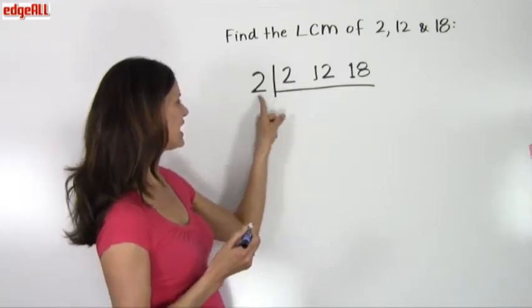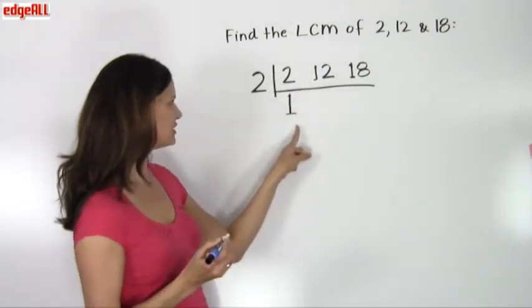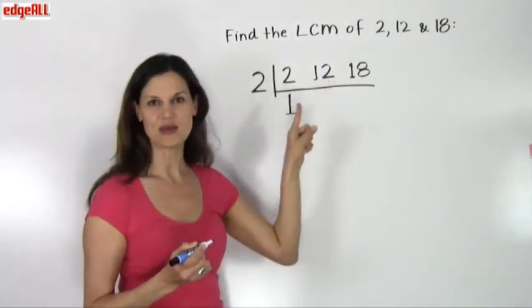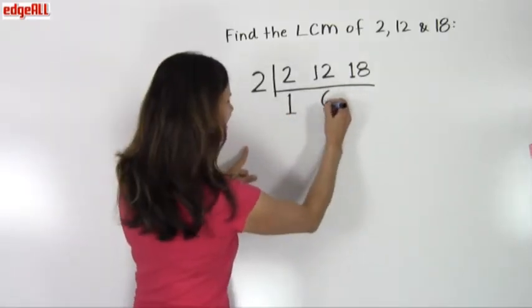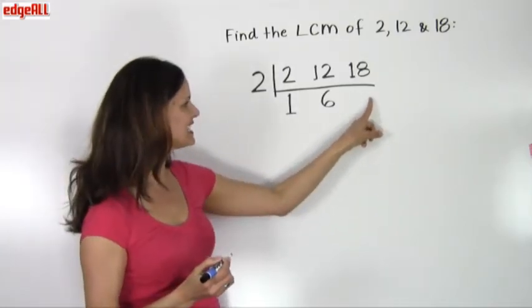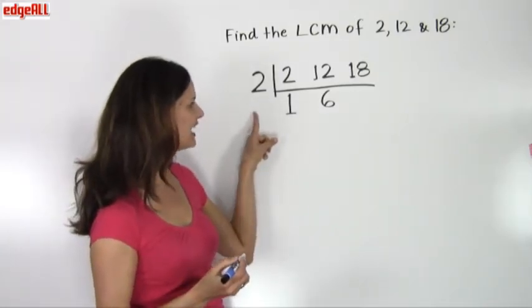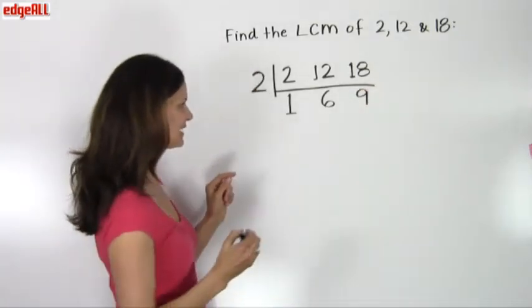So 2 divided by 2 equals 1, and I place that right here below the 2. 12 divided by 2 equals 6, and so I place the 6 right here below the 12. And then 18 divided by 2 equals 9, and so I place the 9 right here below the 18.